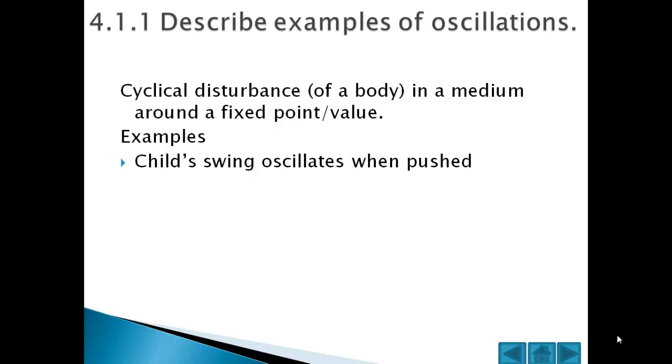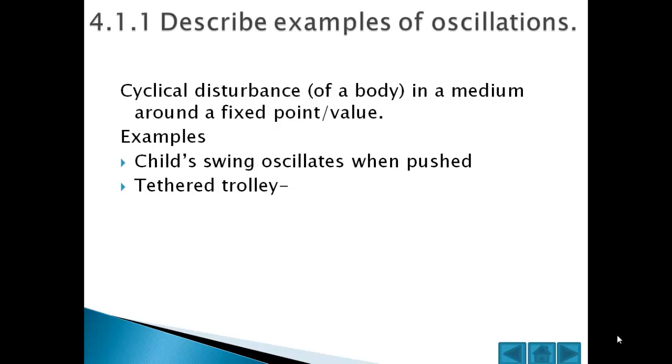Its equilibrium position is when it is hanging vertically, and when you make some disturbance, you push it to the left, for example, it will move back again to the right, then to the left. So it undergoes a cyclical movement around the vertical.